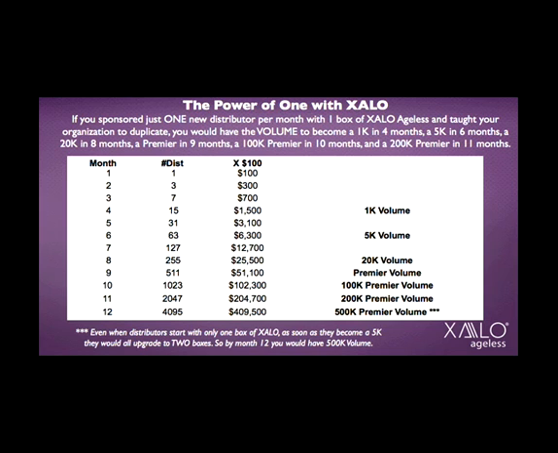7th month, 127 people. The 8th month, 255 people. I've got 25,000 plus in volume. I'm a 20K. Now, I didn't do it in the 6 months. I didn't get the accelerated rank advancement bonus for 20K, but hey, I'm a 20K, and I got the $3,000 bonus. But now the very next month, this is the power of duplication, the very next month, I go from 20K to Premier. And I definitely got the accelerated bonus there. So I'm not only going on that trip, but I got handed a big chunk of cash on that trip.